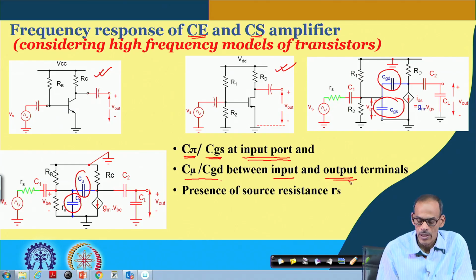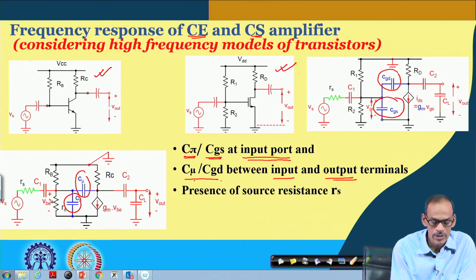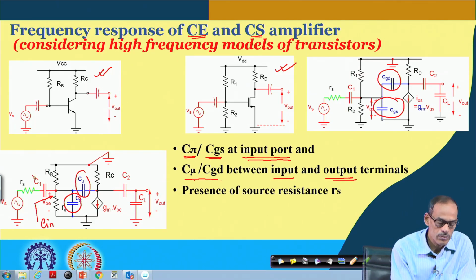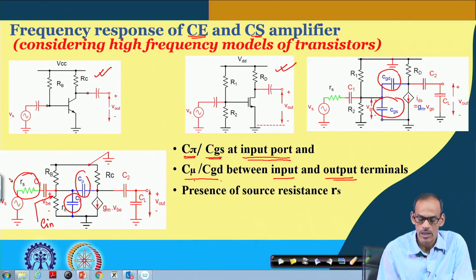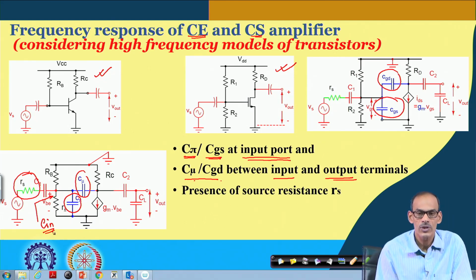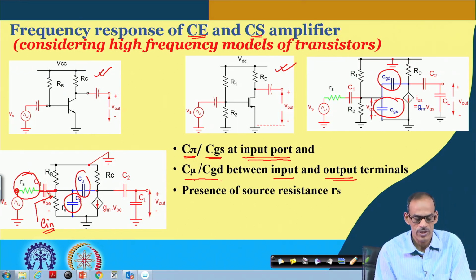Now, since C pi and C mu effectively provide input parallel capacitance, called say C in, to see its effect we also consider the source resistance RS. Of course, if I do not consider the source resistance, even with the input capacitance, it will not have any effect on the frequency response, because the signal applied at the primary input will come directly to the input port of the amplifier.